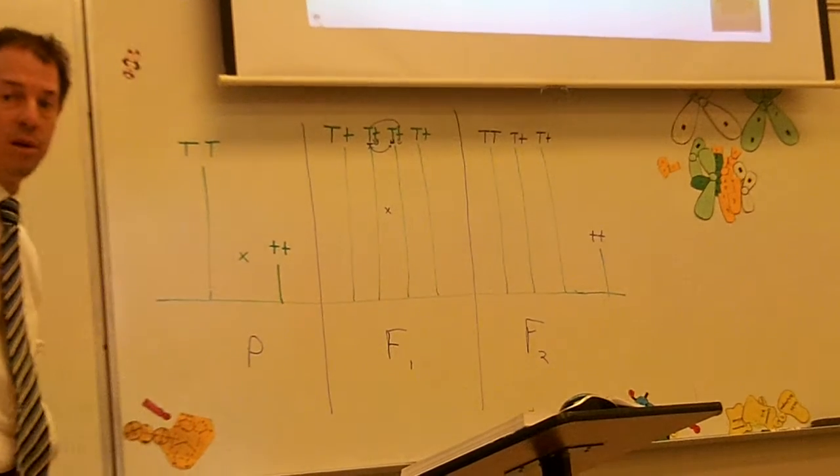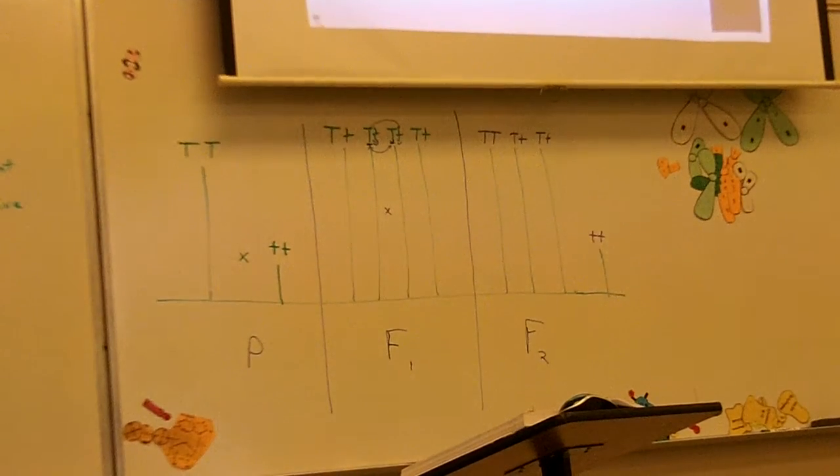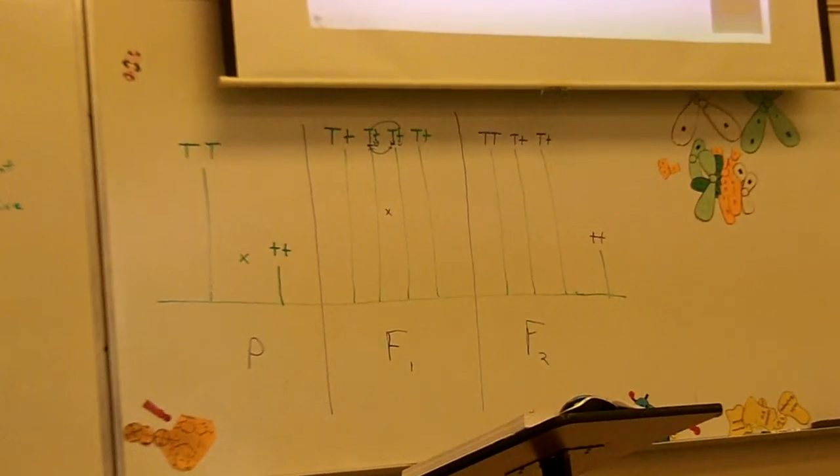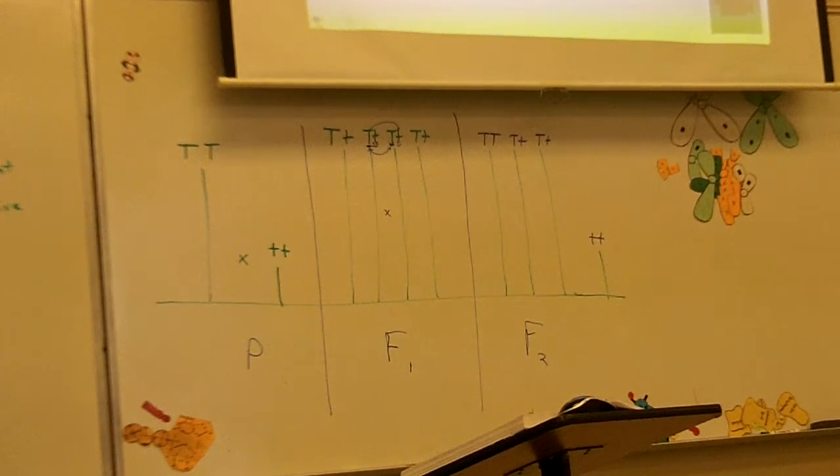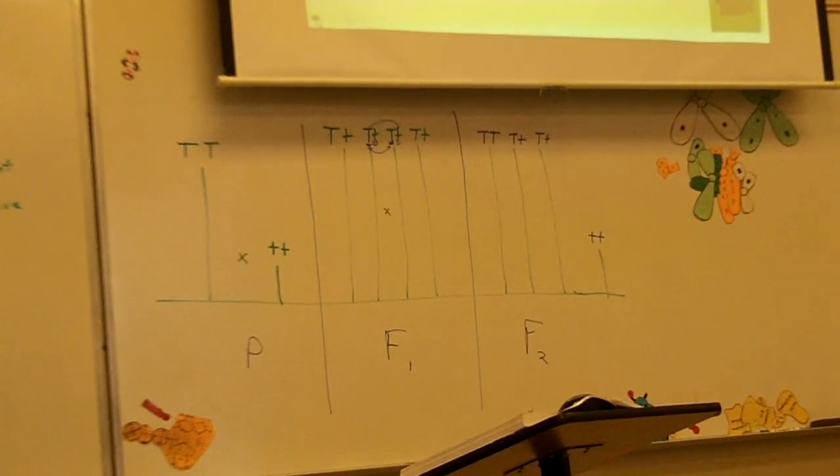So this is awfully simple. Does it get more complex? It gets more complex. This is called simple Mendelian genetics. It's actually called that. And that's it.